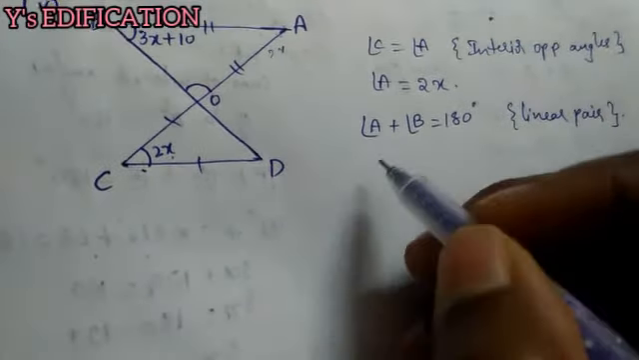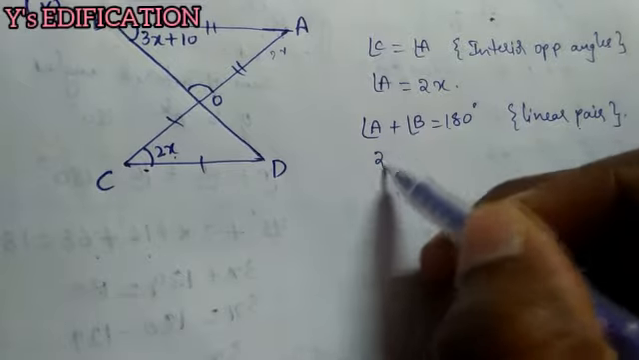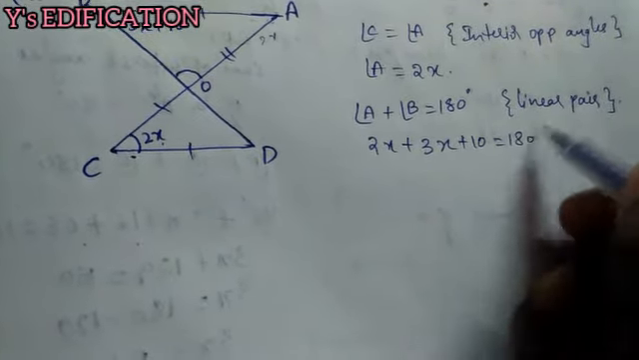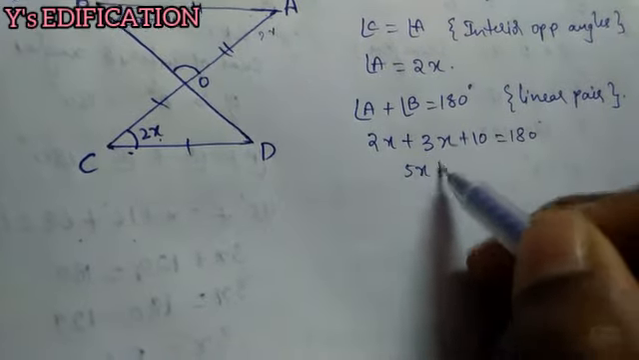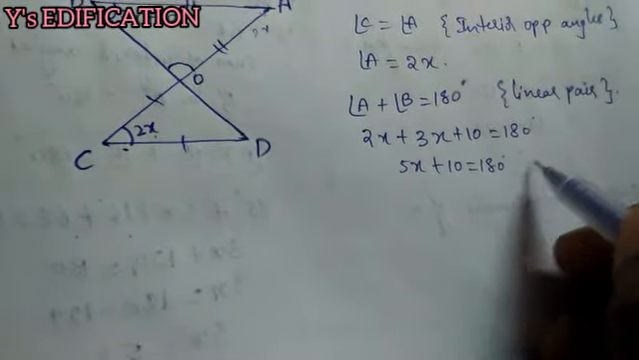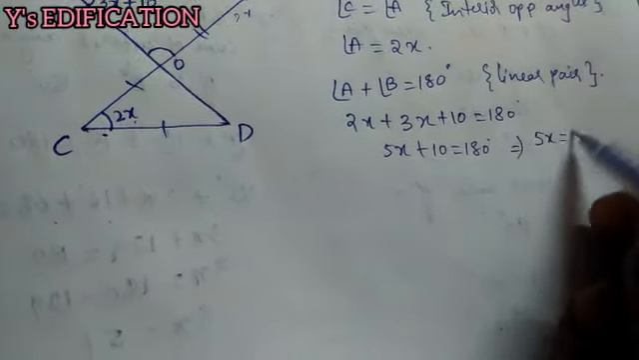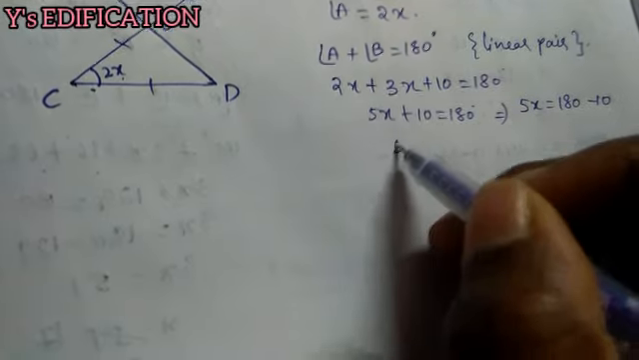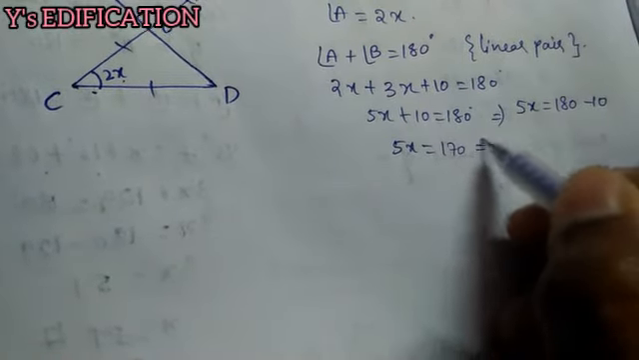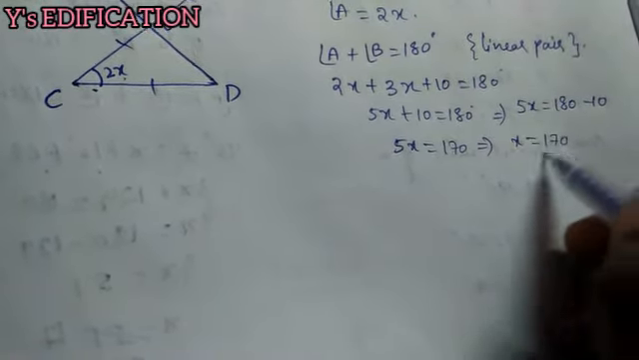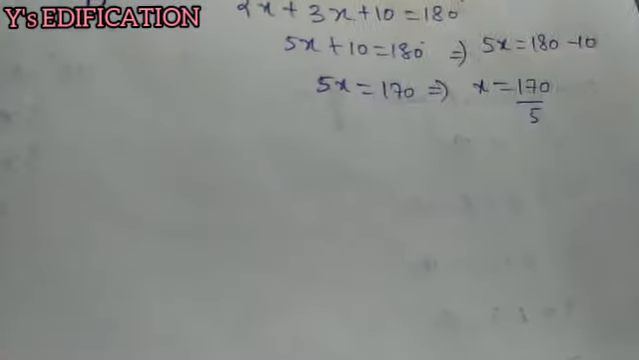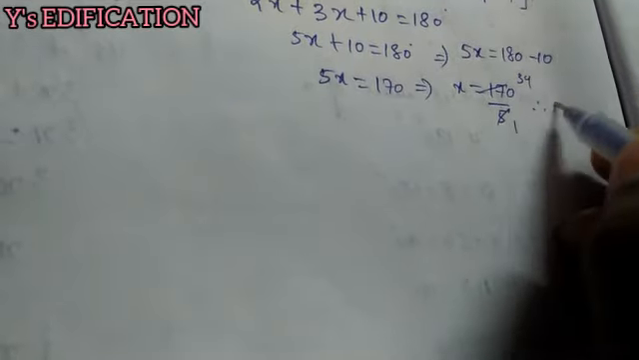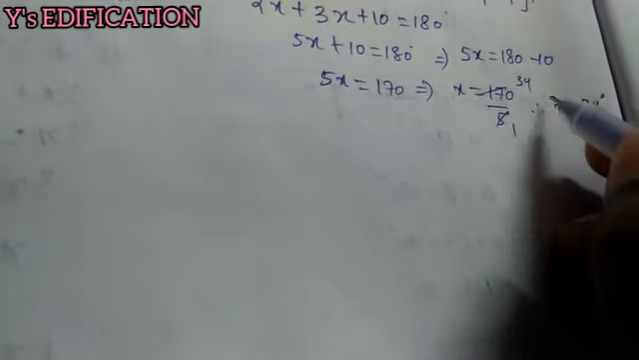So what is angle A here? 2x. What is B here? 3x plus 10. 2x plus 3x plus 10 is equal to 180. So we want the x value. 5x plus 10 is equal to 180. That means 5x is equal to, when we transpose the 10 to the RHS, it becomes minus 10, so 5x is equal to 170. x is equal to 170 by 5. So 5 into 34. So the x value is 34 degrees.